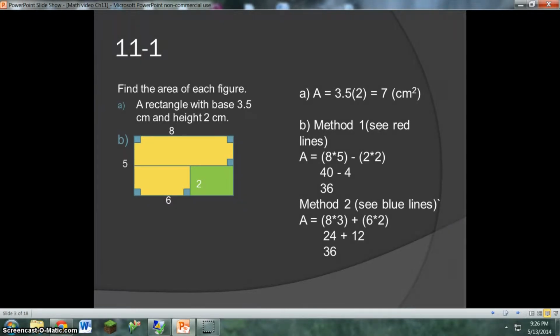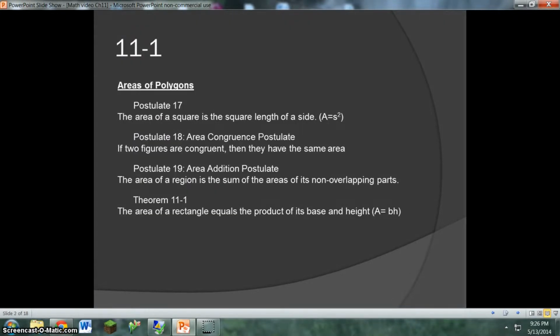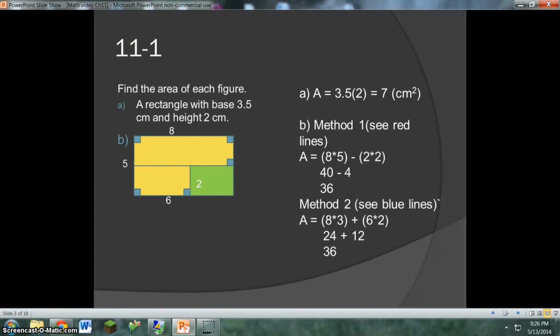B. Find the area of the image below. You can solve this problem two different ways. The first way you can solve using Theorem 11.1. To find the area using this method, multiply 8 and 5, then subtract that from the product of 2 multiplied by 2. That equals 40 minus 4, which gives you the final answer of 36.